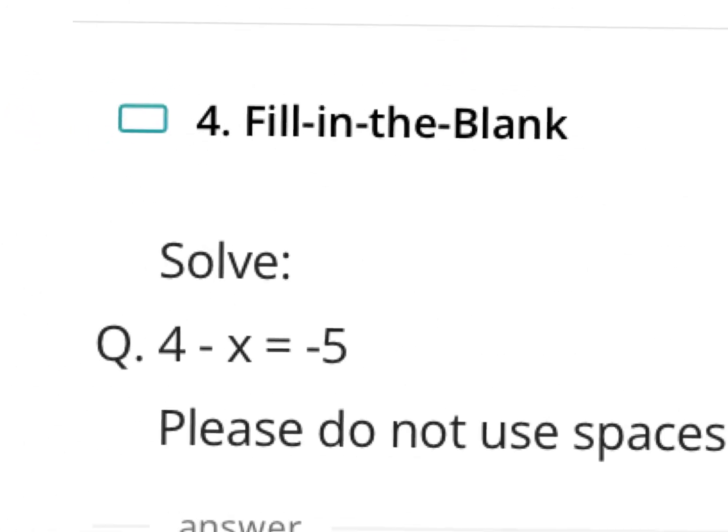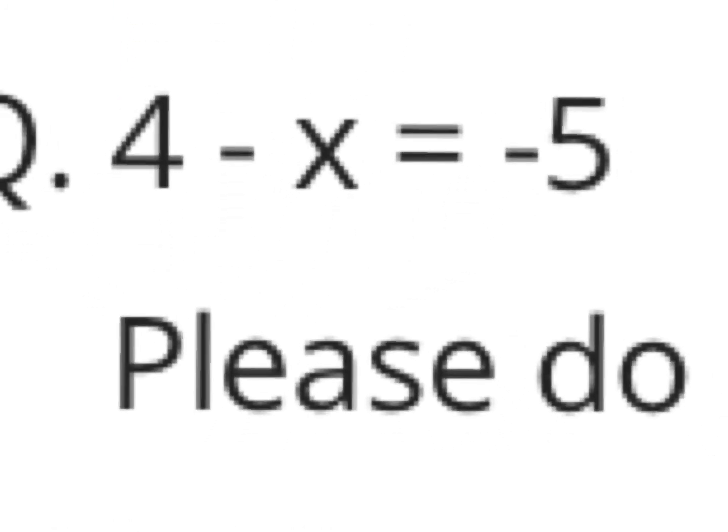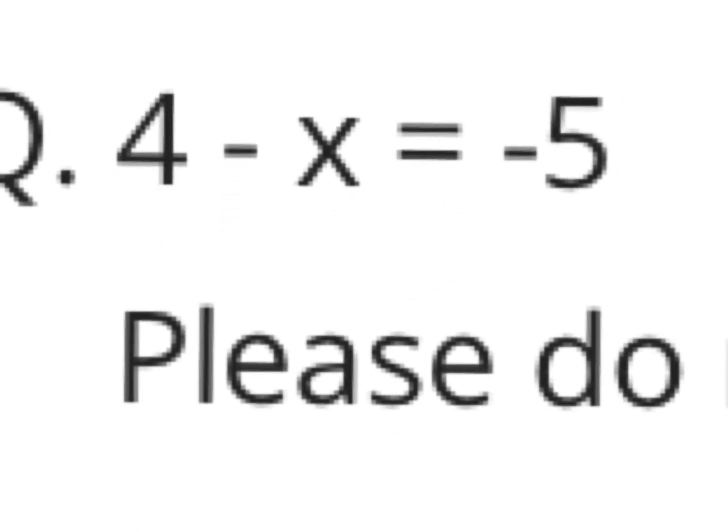Number 4. Once again, we want to get x by itself on one side, and x is obviously on the left side of this equal sign, but it's not by itself. There's a 4 in front of there, and then there's also a minus in front of the x. That minus belongs to the x. So you want to get rid of this 4. How do you get rid of the 4? By doing the opposite of 4, which is a minus 4.